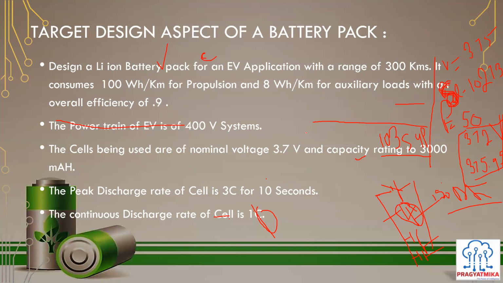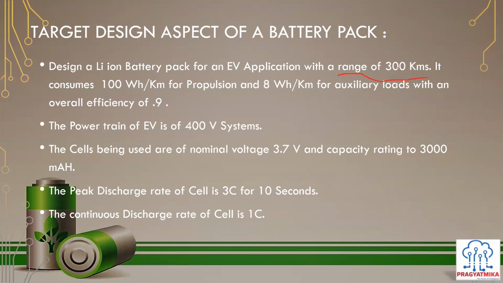Actually, from the powertrain side, the data comes in this form. We have to make a battery pack for an application which should give a range of 300 kilometers. For going these 300 kilometers, the average power consumption is 100 watt-hour per kilometer for the motor, and 8 watt-hour per kilometer for the extra load that is connected, like the air conditioning system, lights, or anything else connected. And the overall efficiency of your battery pack is 0.9.